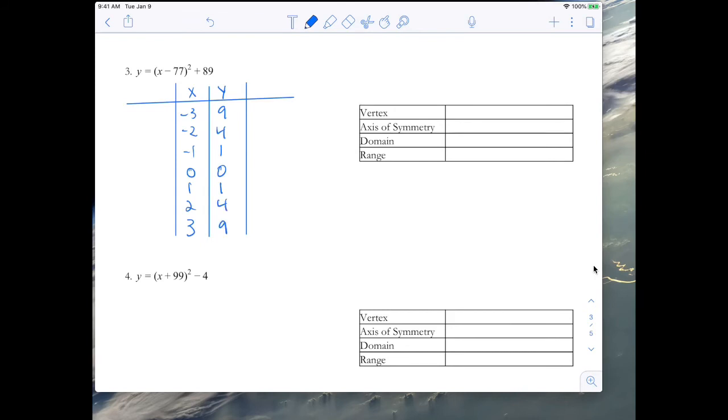So what I need to recognize here is that h is 77, right? It's not -77. So I'm going 77 units to the right. Okay, and I know that k is 89, meaning 89 units up. So what I'm going to do in my table is make sure that I add 89 to all of my y values, and that I add 77 to all of my x values, and that's about it, right? So here we go.